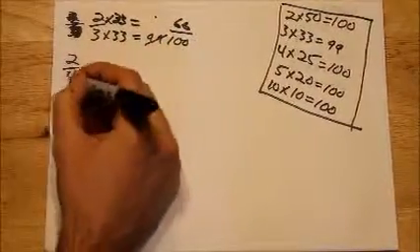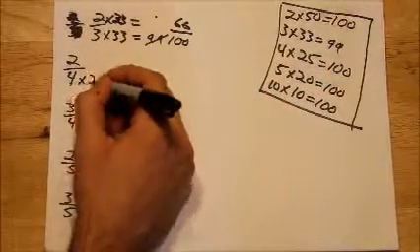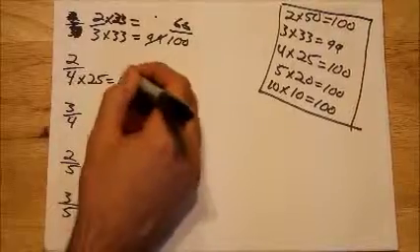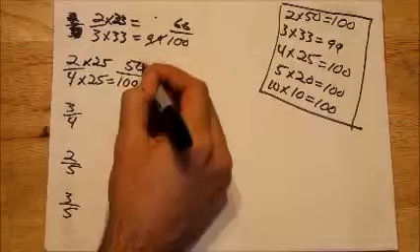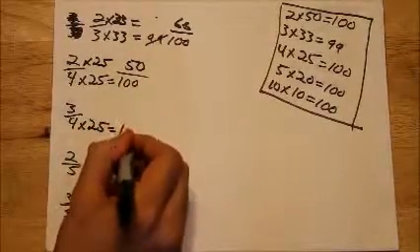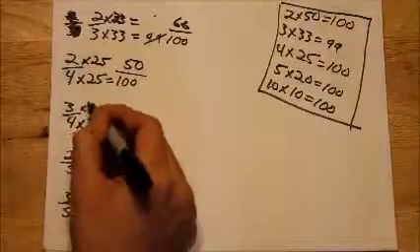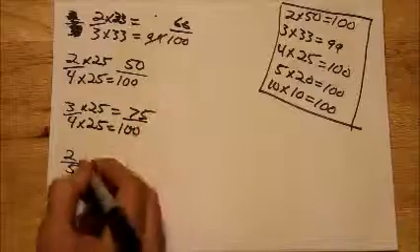Okay. Now we have a denominator of 4, so 4 times 25 equals 100. 2 times 25 equals 50. Now 4 times 25 equals 100. 3 times 25 equals 75.